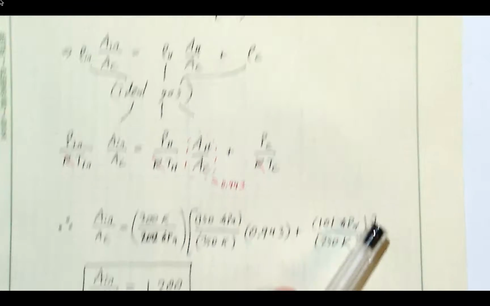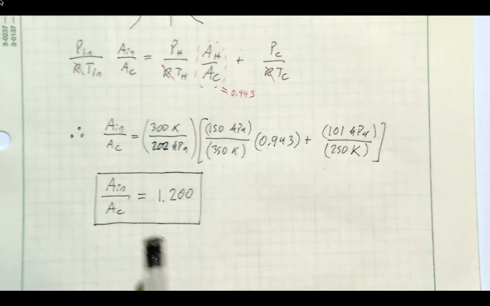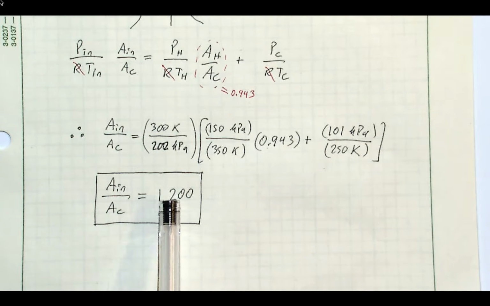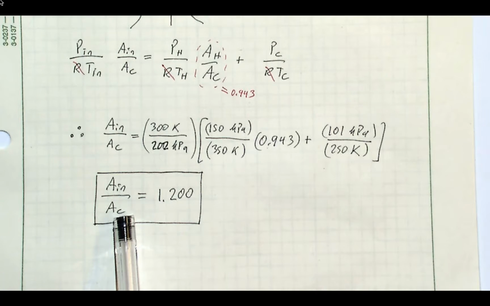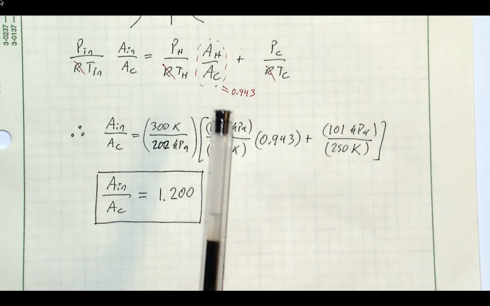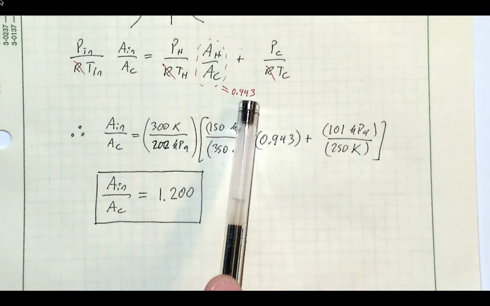That's just by plugging everything in, and we get that the inflow cross-sectional area must be 1.2 times the cold area. So this must be 20% bigger than the cold area, and then it must be even a little bit bigger than the hot area, because the hot area must be a little bit smaller than the cold area.